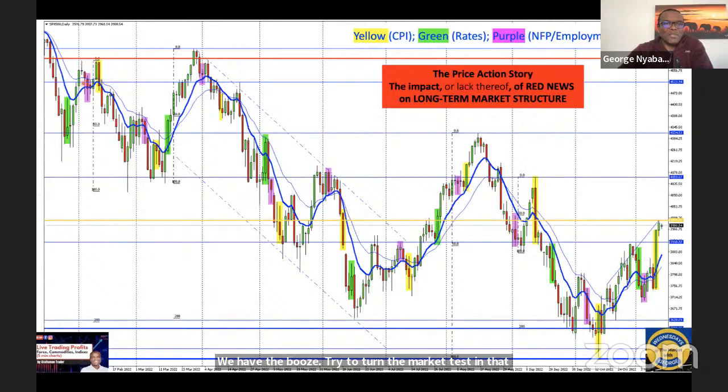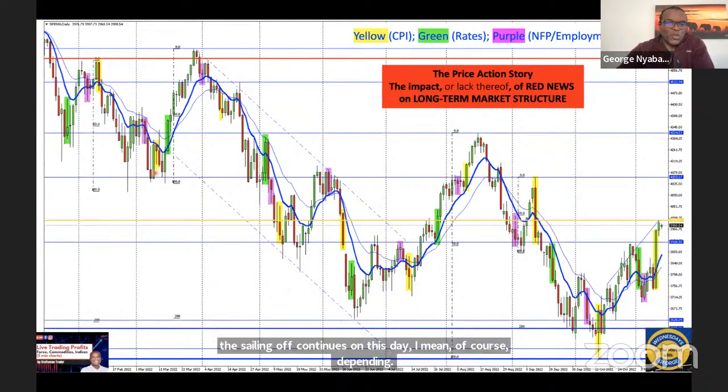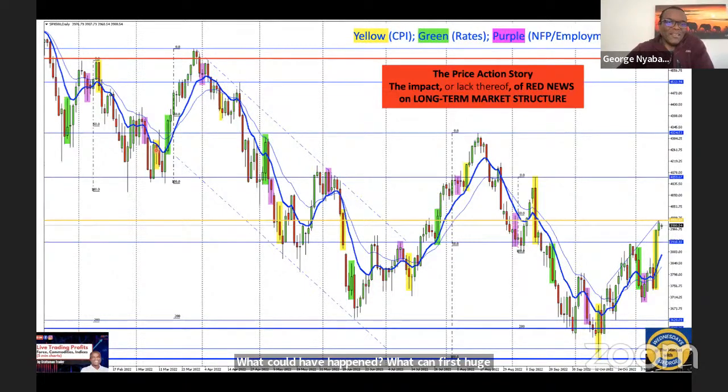We have an announcement and we get a near perfect micro double top, and the selling off continues. On this day, of course, depending on what could have happened, what came first, huge bear candle buying into the close of the day. But have a look at it. Does that announcement actually do anything to change the structure of the day? It doesn't. Even on the next day, on the follow through, the market still sold off.